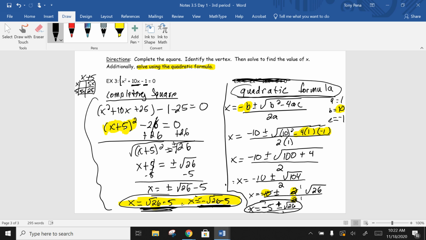This one works all the time. So the nice thing about the quadratic formula, it will always work. If you can't factor, this will still work. If completing a square is tricky, this will still work. So the quadratic formula covers everything. It takes care of every issue that we would come across when we are doing this.